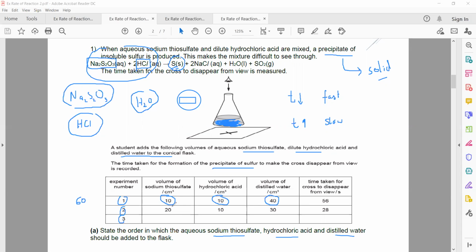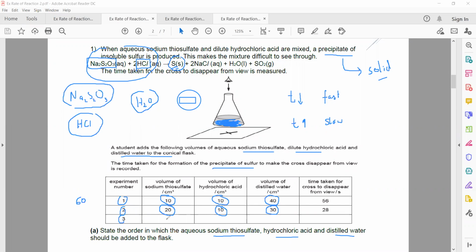Same thing, if thiosulfate or sodium thiosulfate is 20 and we took 10 cm cube of hydrochloric acid, how much water did we take? Because we want all the experiments to have the same total volume so that we can compare the amounts and identify the speed or the rate of the reaction. That's why in the third experiment, we took 30 cm cube of water.